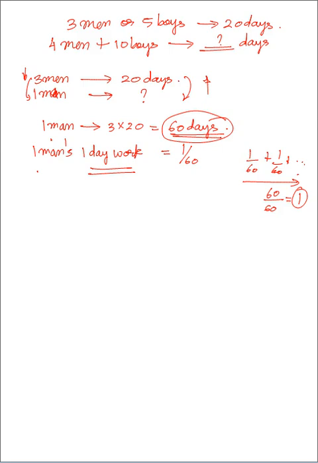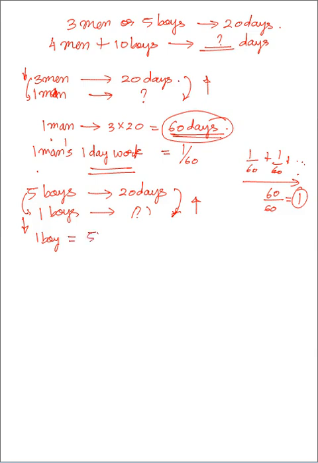Okay, now in the same way, 5 boys will need 20 days. So 1 boy will need how many days? Again here the number of boys is getting reduced, so the number of days will increase. So 1 boy will need 5 into 20, 100 days, to complete that work.